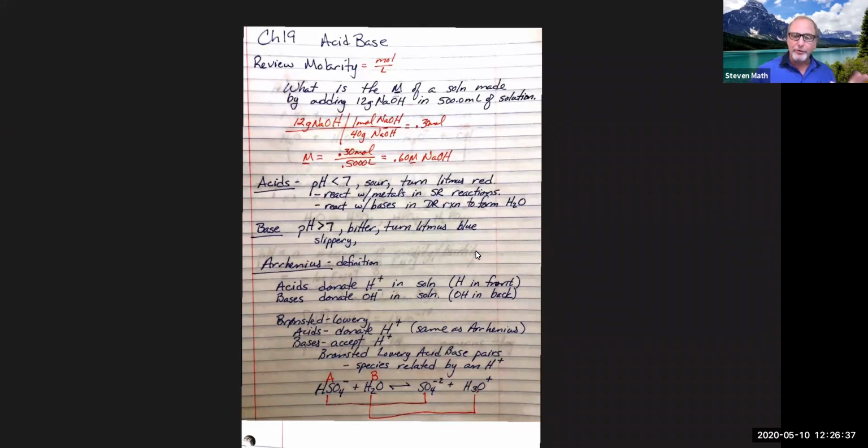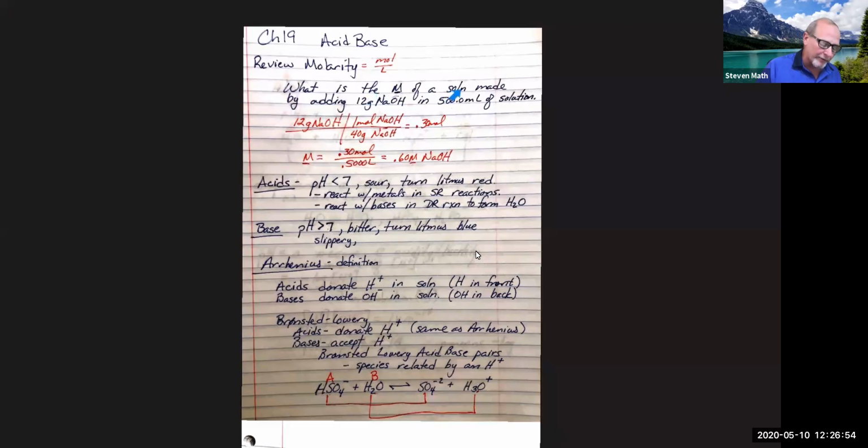Acids and bases. To do this, we have to have some understanding. We've got to remember molarity. Molarity we did way back when in chapter 15, 16, where we did solutions. Molarity is going to be the number of moles per liter of a substance. Here's the setup for it.